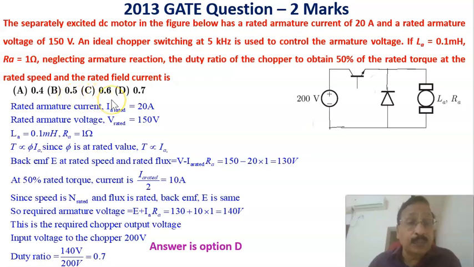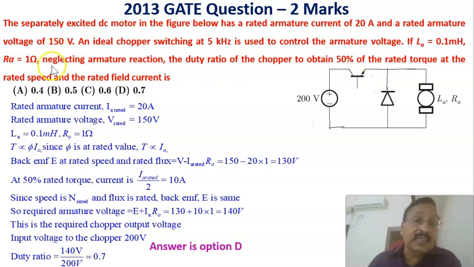Now the options are A, duty ratio equal to 0.4, B 0.5, C 0.6 and D 0.7. That is the duty ratio. Now let us see the rated armature current that is given as 20 amperes. That is, the rated armature current of this motor is 20 amperes.